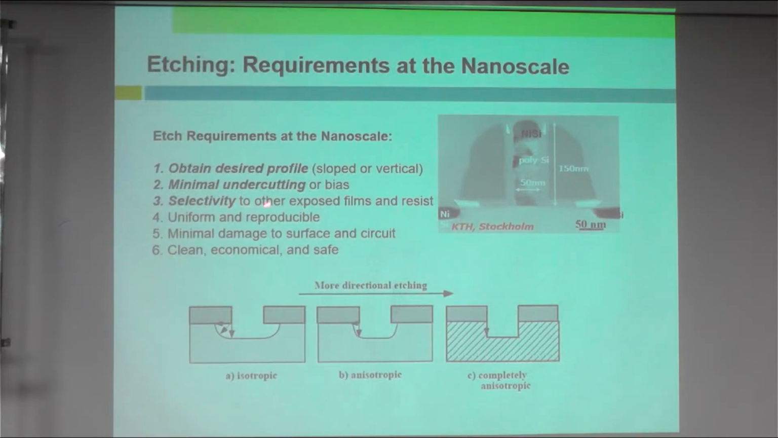And selectivity to other exposed film and resist is also a concern. Also uniformity and reproducibility, minimal damage to the surface and circuit, and being clean, economical and safe. So these might be the things that need to be considered for the nanoscale process. If we still use wet etching, it might not be possible to get all of these.